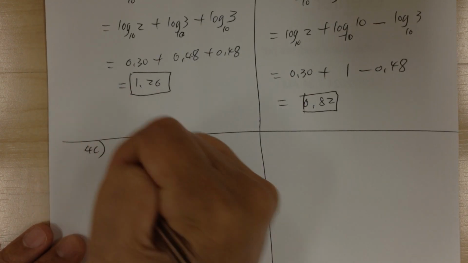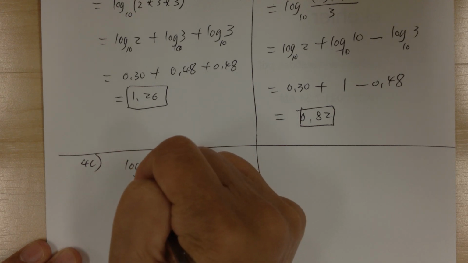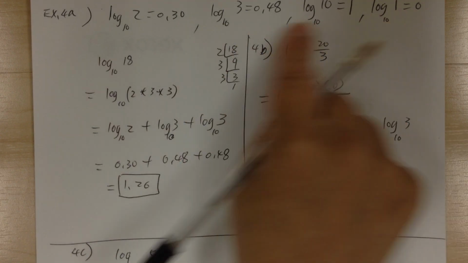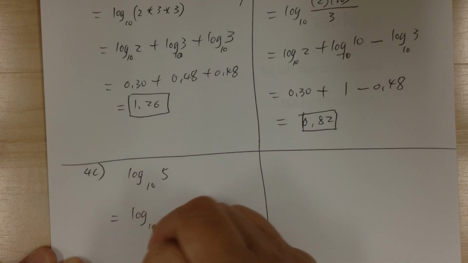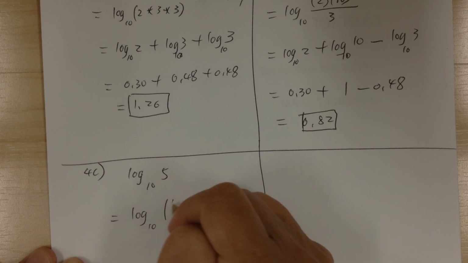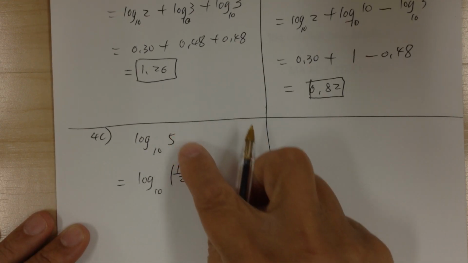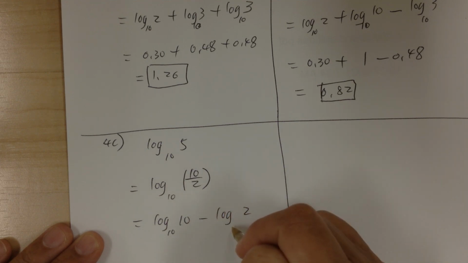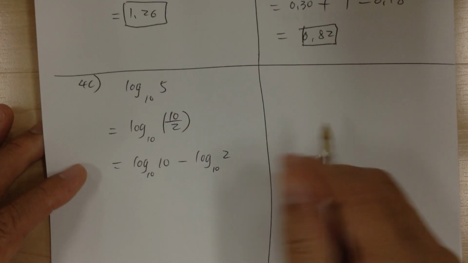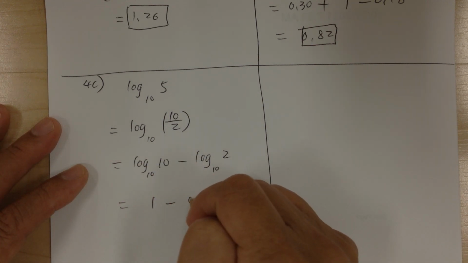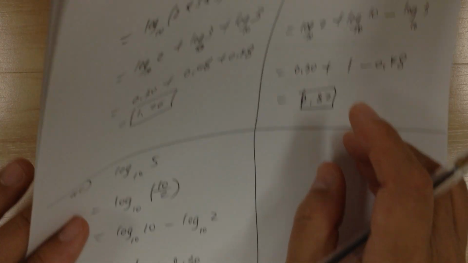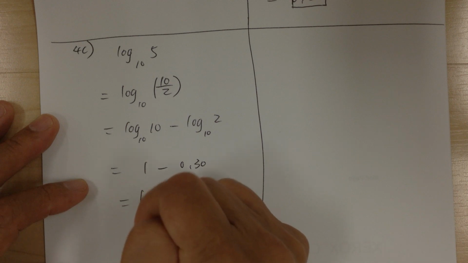Okay, let's go to 4c. Okay, you can do log of 5. Okay, so 5 is now not on the list, so you need to, again, find a combination of that. So 5 came from 10 divided by 2. Right? 5 equal to 10 divided by 2. So now you got 10 and a 2. So this will equal to log of 10 minus log of 2. Okay, then this will equal to 1 minus 0.30. Right? Log 2 is 0.30. Log 10 is 1. And so this will equal to 0.70.